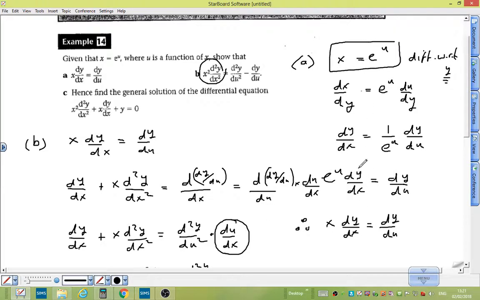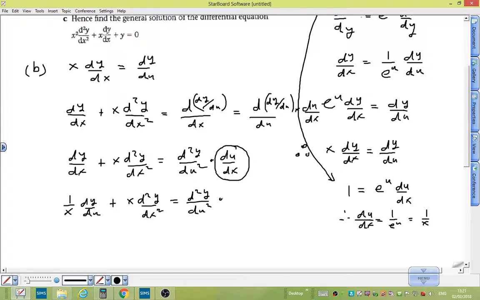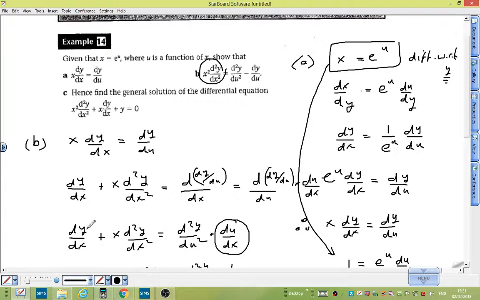So we're now going to differentiate that with respect to x. Therefore, you end up with 1 is equal to e to the u du by dx, and therefore you can clearly see that du by dx is equal to 1 over e to the u, and you know e to the u is x, so it is equal to 1 over x. So where I see that now, I'm going to put 1 over x. And then finally, I'm going to times through by x, and throw that onto the other side.